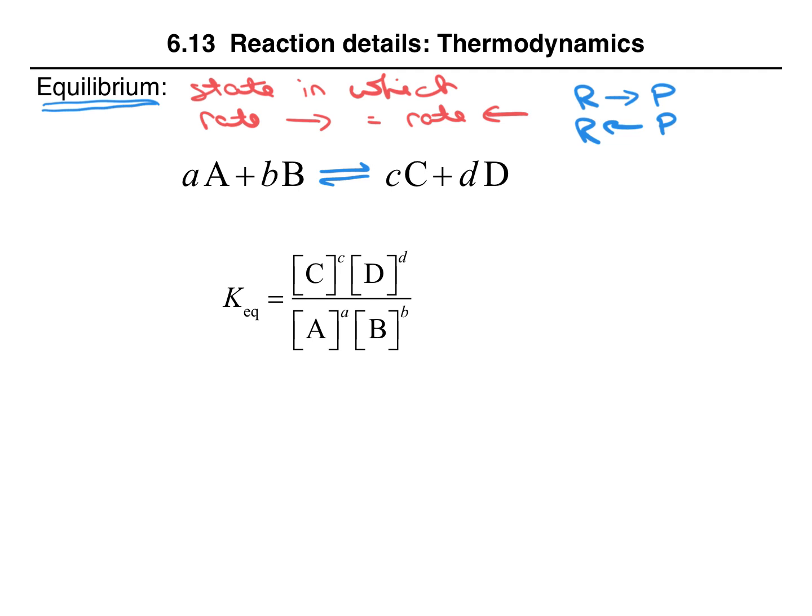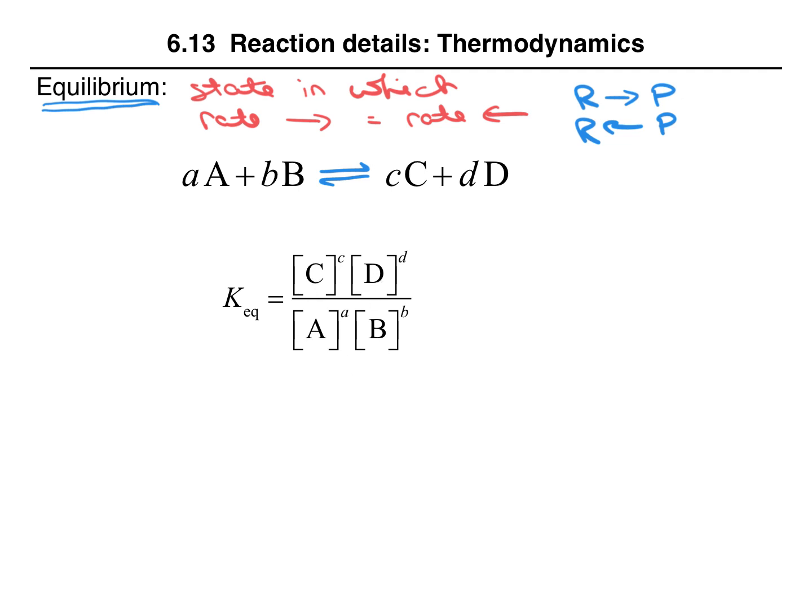Now for any equilibrium reaction, we can define an equilibrium constant, which is given by a capital K, where this equilibrium constant is equal to the concentration of products raised to the power of their coefficient, divided by the concentration of the reactants raised to the power of their coefficients. So if this is a 1-to-1 to 1-to-1, then we just have K equals CD divided by AB.